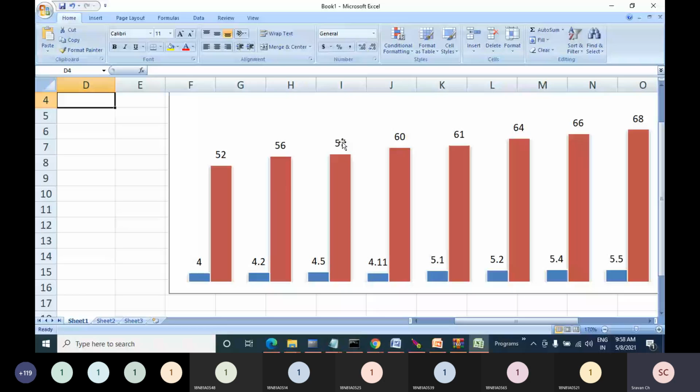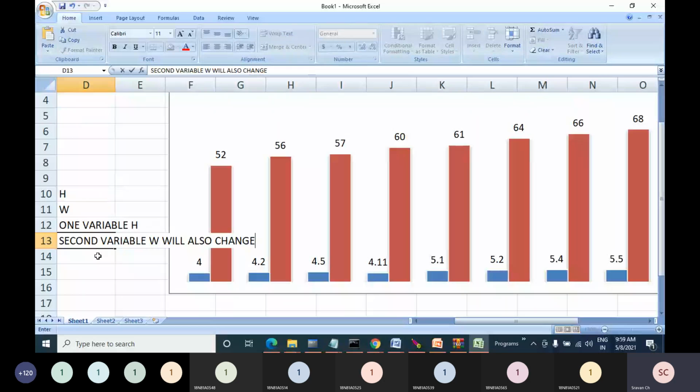Now if you observe, there are two variables, my dear friends. One is height, another one is weight. When I change one variable, H, the second variable, W, will also change.